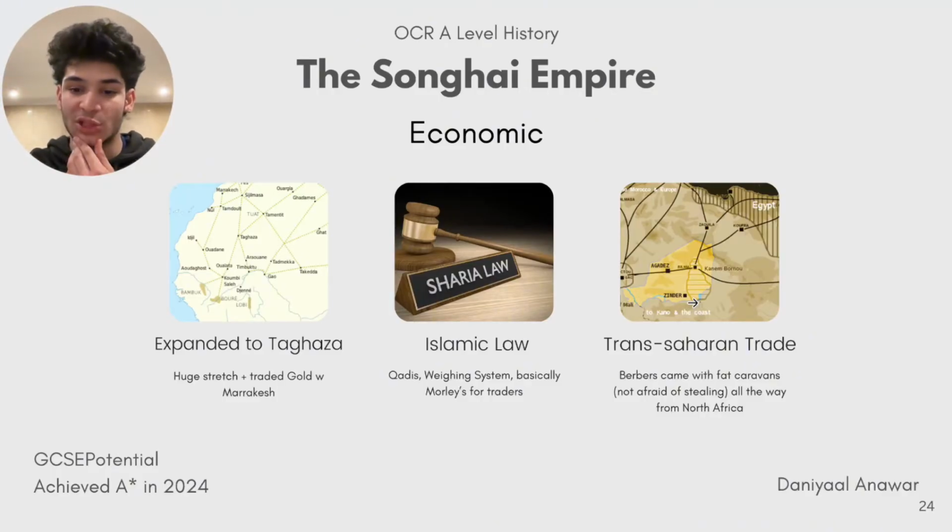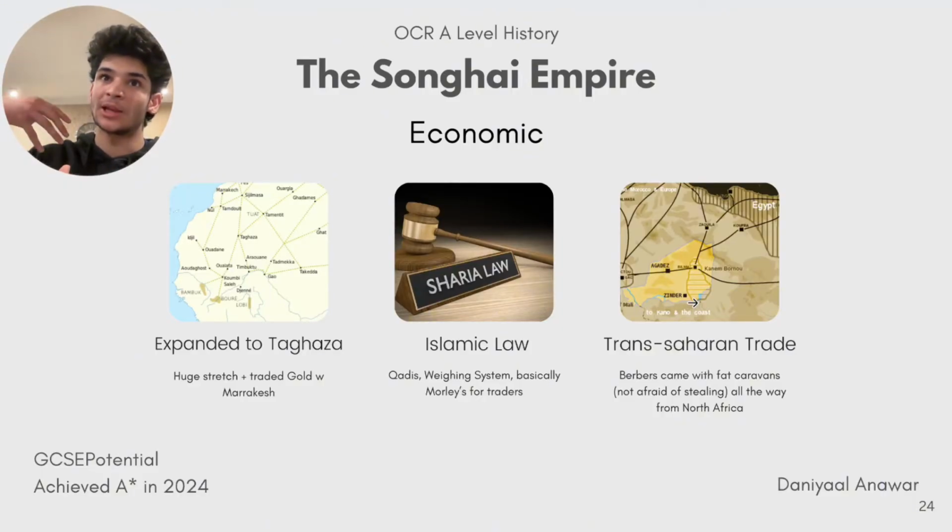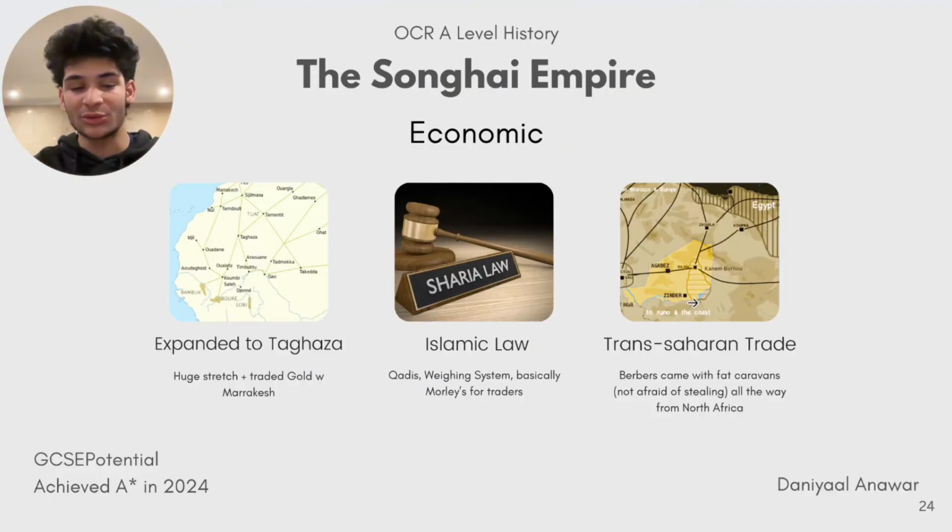The final point is the trans-Saharan trade. So Berbers were traders. They came with fat caravans, and caravans in the historic context were just huge groups of vehicles, like camels, coming with a lot of things to sell. They came to the Songhai Empire from the Trans-Saharan trade because they were not afraid of stealing because of the Islamic legislation which was in place.